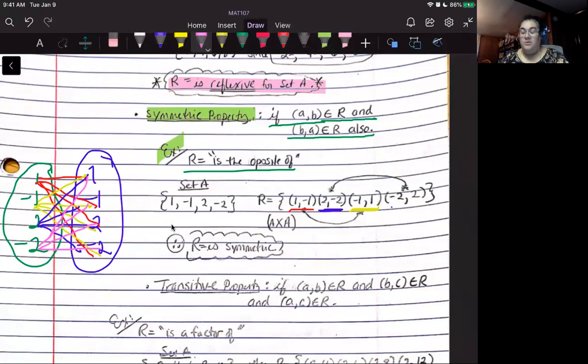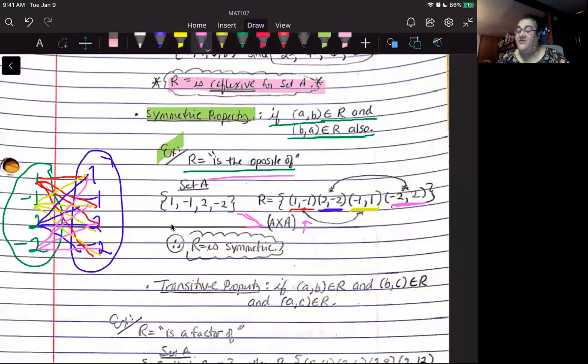-2, 1, no. -2, -1, no. -2, 2, yes, absolutely. See, there it is, -2, 2, okay? And those are the ones that fulfill the relation is the opposite of. So here they are. Here's the subset from this cross product, right? And there it is, we took that cross product. Here's the subset of it, and these are the elements that fulfill the parameters of the relation.